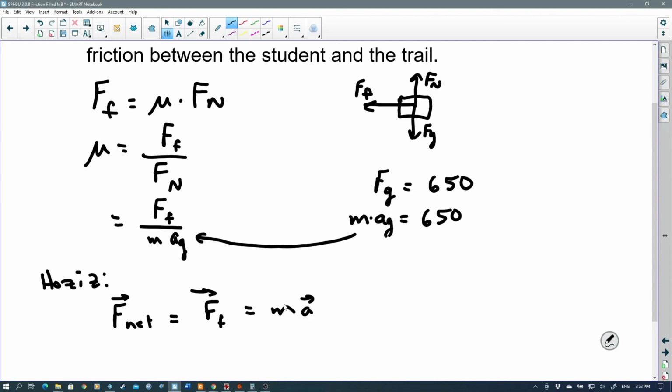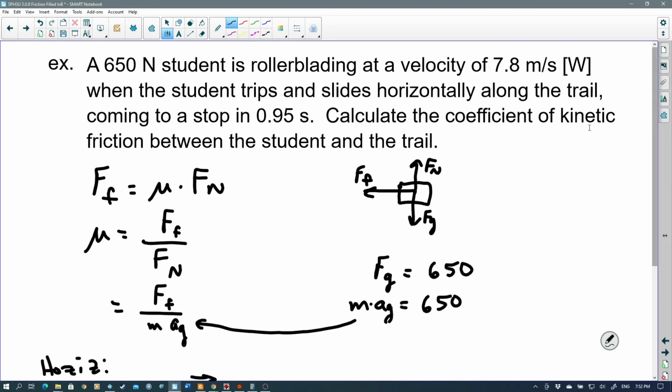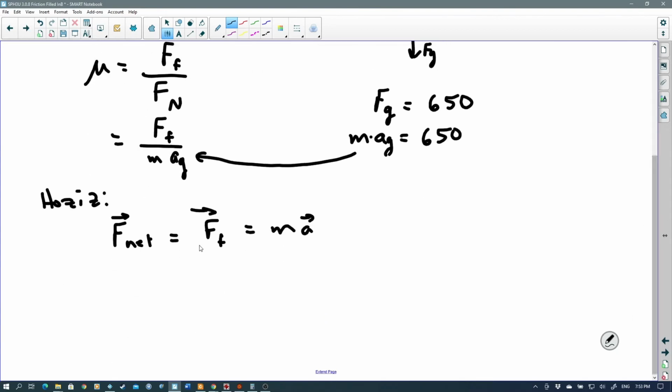Okay, we can figure out the mass of the student, but we can't figure out the acceleration without doing some calculations. So this is where the motion part comes into play, right? They gave us an initial velocity, they gave us a time. We also know that they're coming to a stop, so that's our final velocity. So our initial velocity is 7.8 meters per second. I'm going to call that V1.